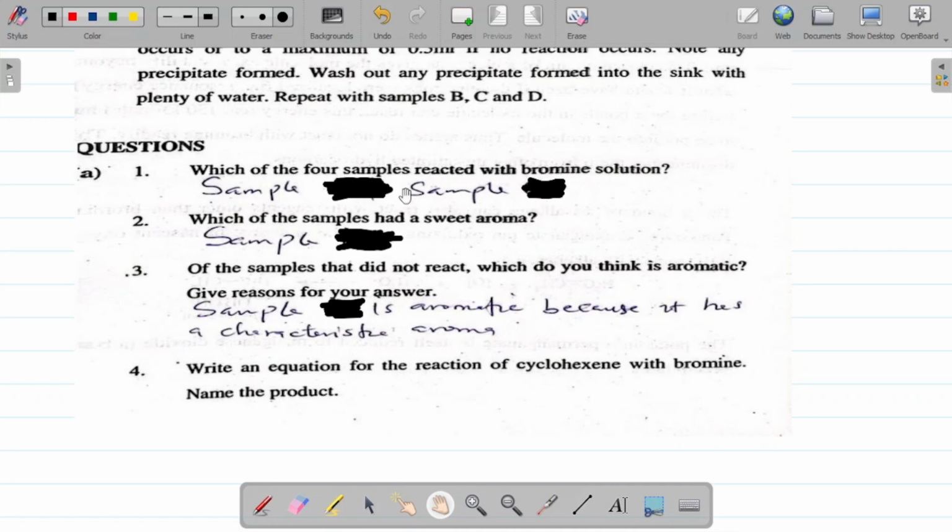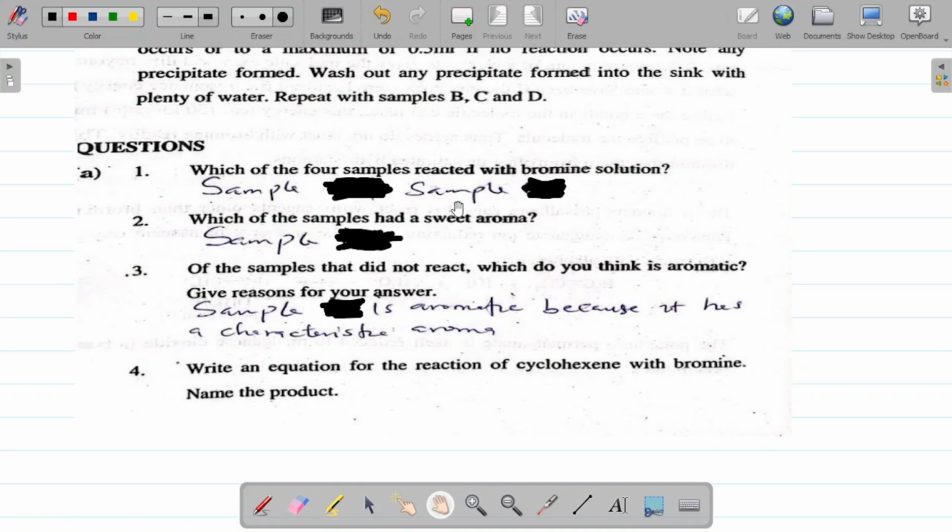Now for this I'm not giving any answer because it will always change depending on the year. For some years it could be sample A and B, for another year it could be sample B and C, for another year it could be sample A and D, just like that. So when you do the experiment, check which of them reacted.